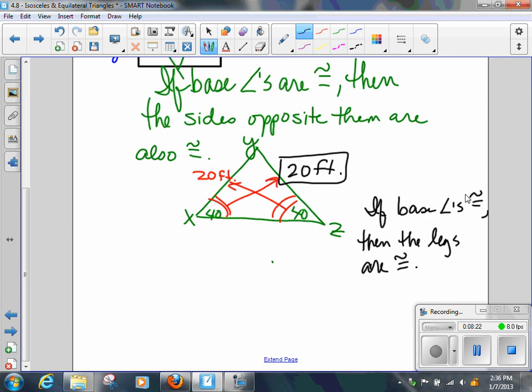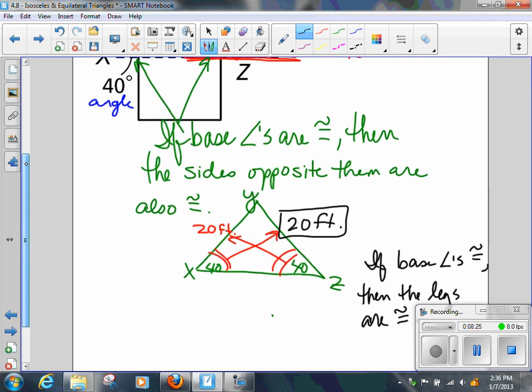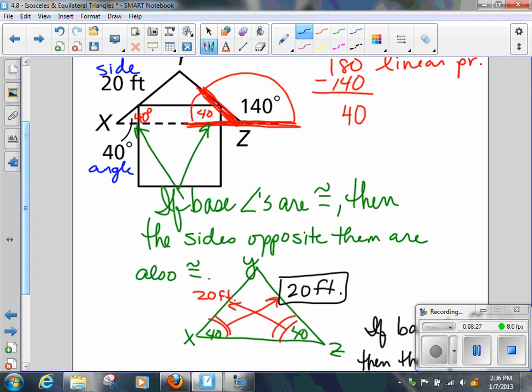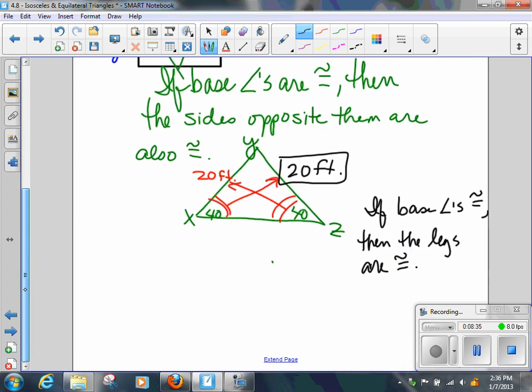No. That angle on the outside is 140 degrees. This exterior angle right here is 140. Okay? Other questions? These are good questions. Everybody good? Everybody have all that written? Yeah? No? All right, hold on.